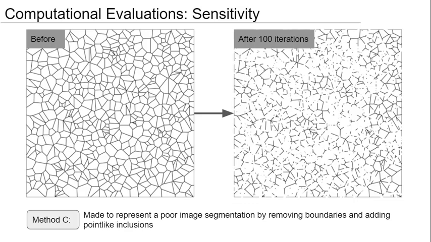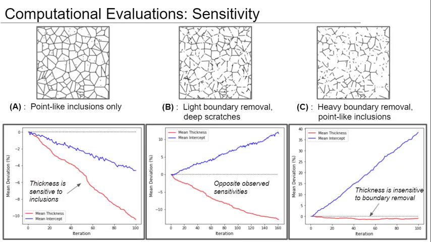On the left is a regular Voronoi pattern. On the right is one that's gone through 100 iterations of adding white and black lines to represent an image that has boundaries that are undetected and point-like inclusions that pretty frequently show up under SEM images. So there are three methods that I used to make the microstructure look like a poor segmentation. The first one only adds point-like inclusions, and as it turns out, thickness is relatively sensitive to this. It ends up at minus 10% deviation, whereas the intercept method ends up at negative 4% deviation.